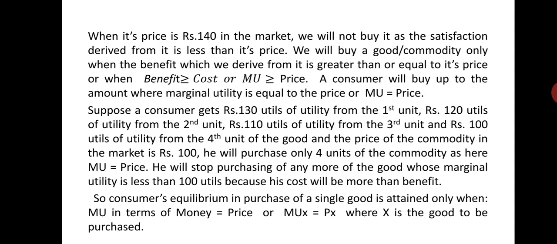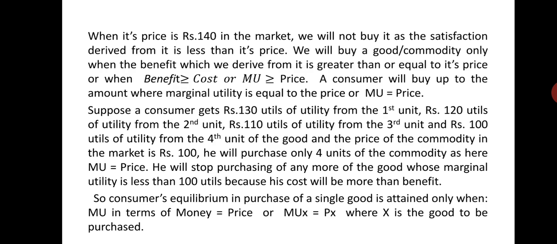Here you see, the consumer is ready to pay rupees 130 when he purchases the first unit of the commodity. That means the consumer gets 130 utils of utility from the first unit, and he is ready to pay rupees 120 for the second unit. Why is he ready to pay rupees 120 for the second unit? Because he is getting 120 utils of utility from that unit. Similarly, he gets 110 utils from the third unit and 100 utils from the fourth unit, mark here.